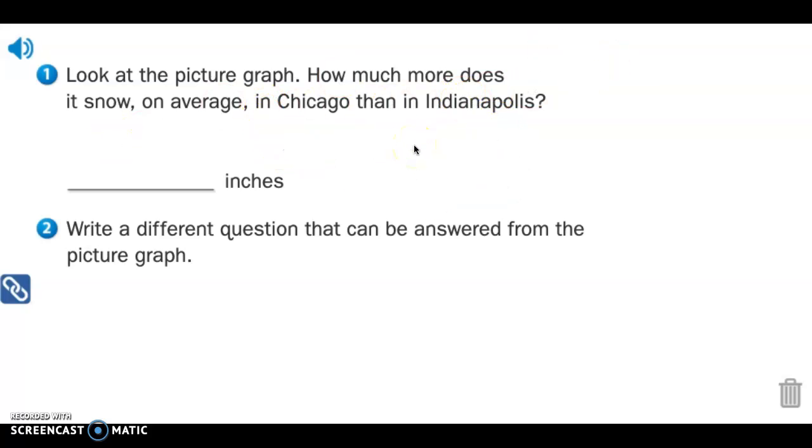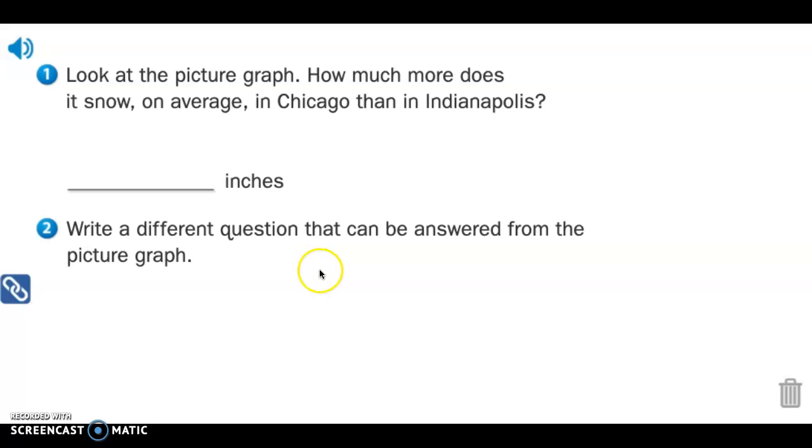Find the difference, people. Start at Indianapolis and count up to Chicago because Chicago has more. So start at what they have, count by what? Count by your symbols that are each worth 5, and then put it on here for inches.